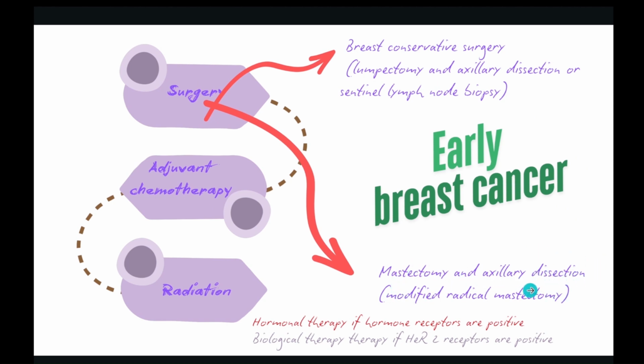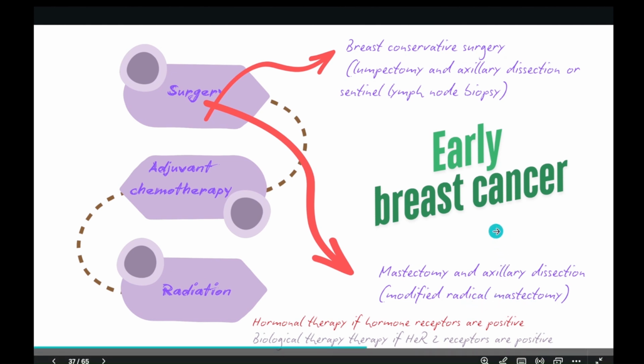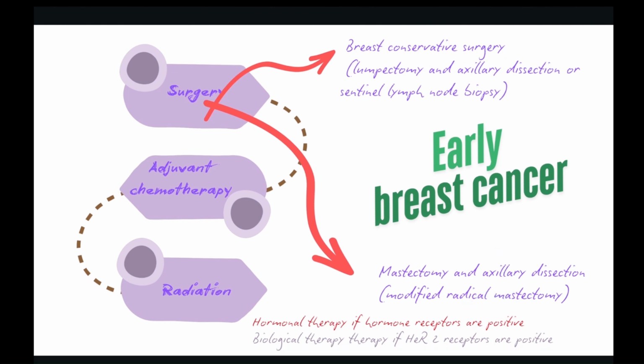Sometimes the patient doesn't have a positive lymph node while they have an indication for mastectomy or a contraindication for breast conserving surgery, then we can do axillary assessment by sentinel lymph node biopsy. If the patient is hormonal receptor positive, then the patient can go for hormonal therapy. If the patient is HER2 positive, the patient can go for biological therapy.